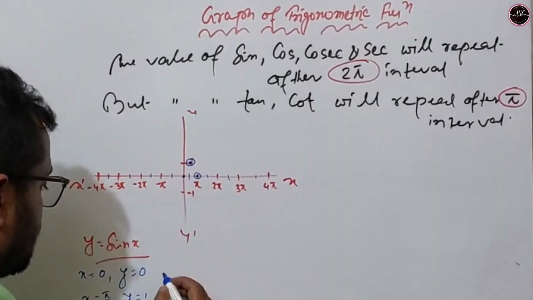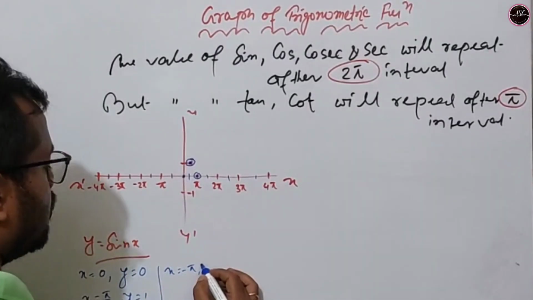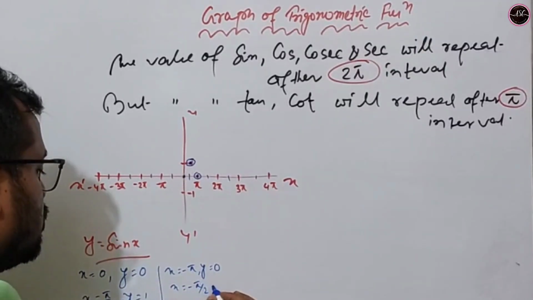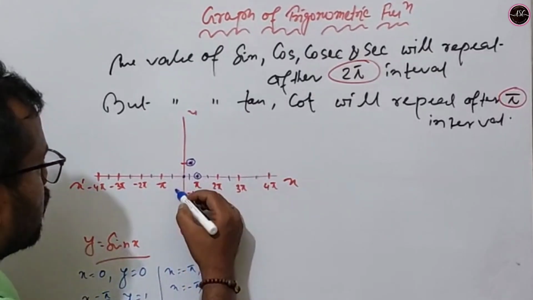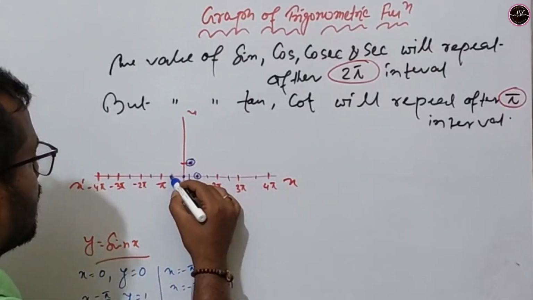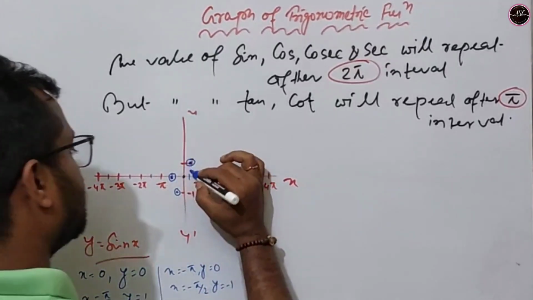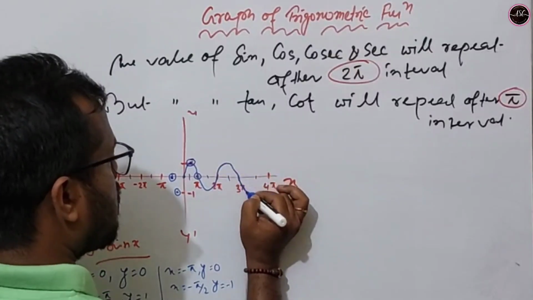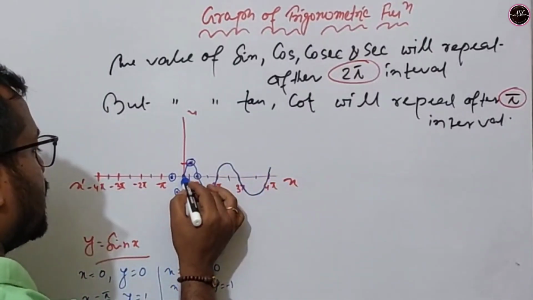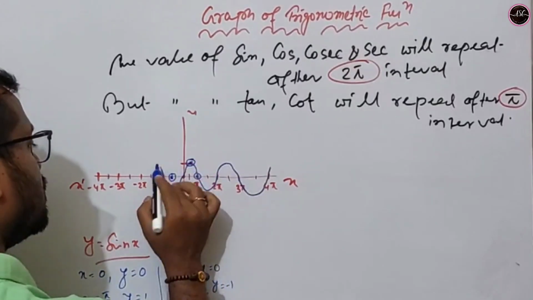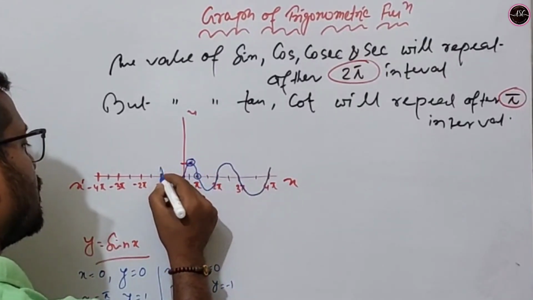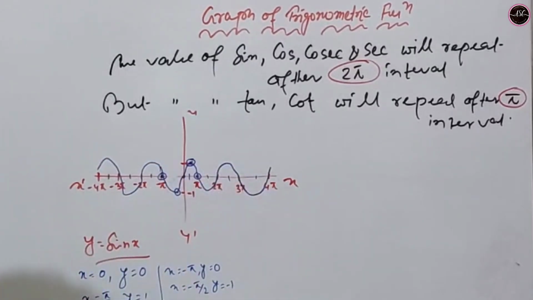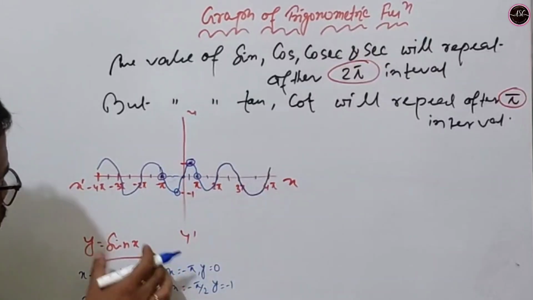Now after that, when x equal to minus pi, y equal to 0, and x equal to minus pi by 2, y equal to minus 1. So if we draw, minus 1 means this point and 0 means this point. If we draw, the graph will be like this. Okay, and here, sorry, this point will be here. Okay, here, here, here. This type of graph will be established for y equal to sin x.